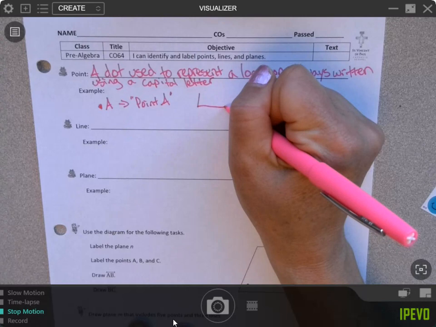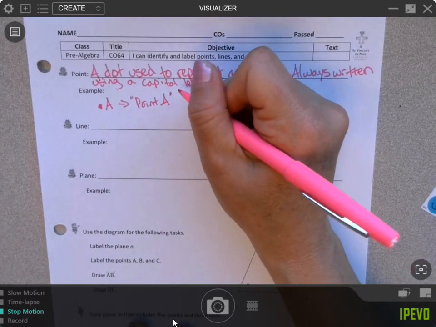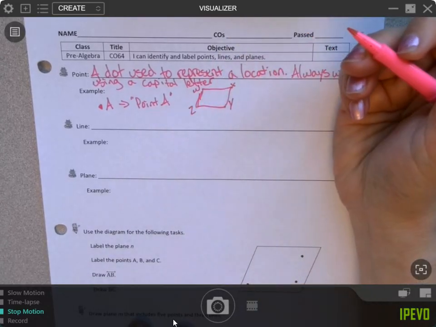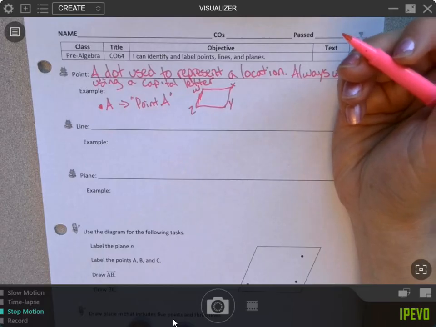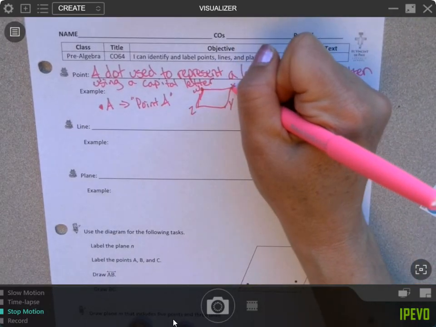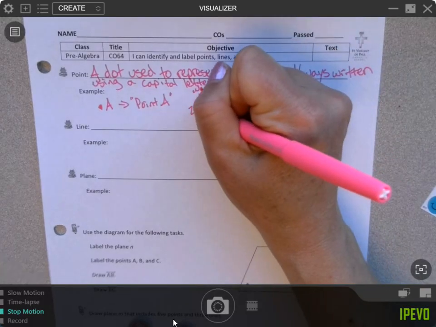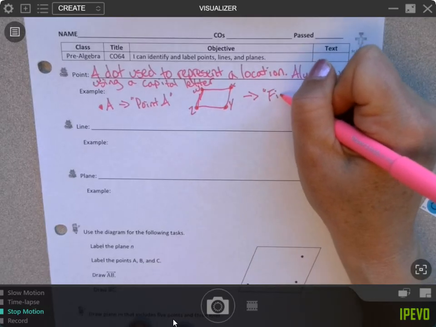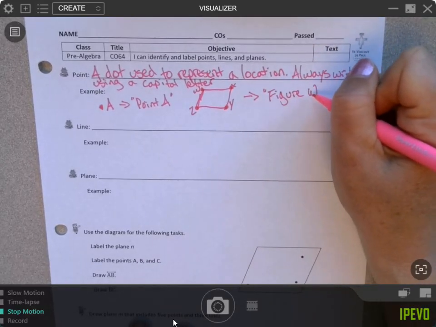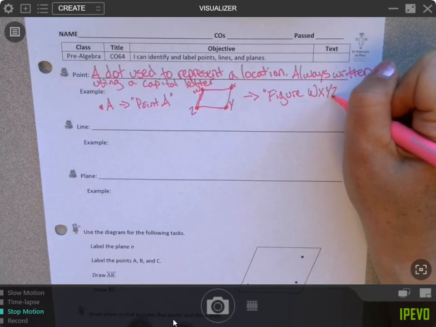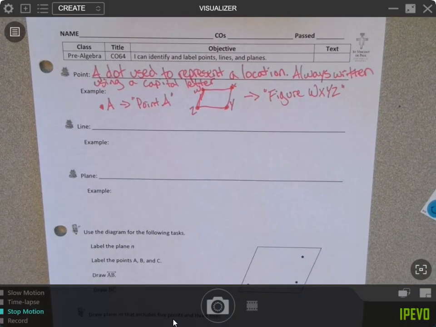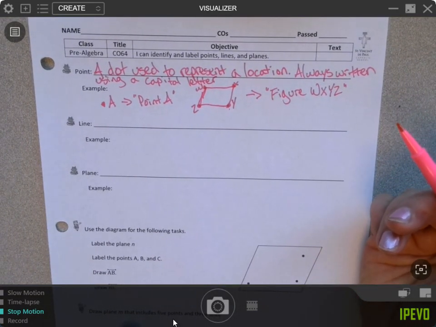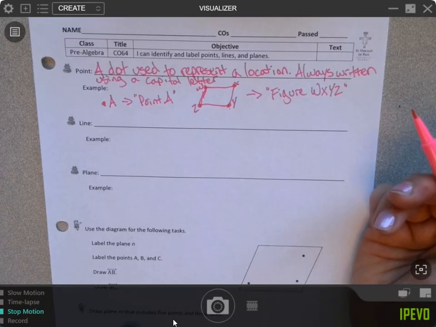If we were on a plane that was W, X, Y, and Z, these points at the ends here would be, we would label that figure W, X, Y, and Z. But those are the points that we use to label it. It's always capital letters. Next we have a line.